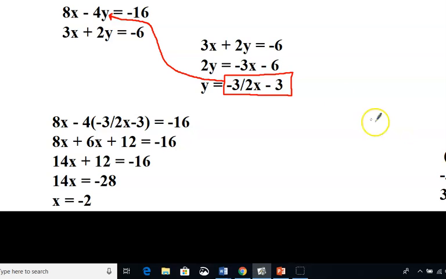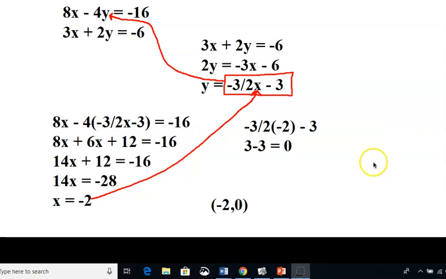So again, I like that this is boxed in. I know now to go take that negative 2 and plug it in for that x. So I would like you to stop the video and go solve that real quick. When you go plug in that negative 2 for the x, you get negative 3 halves times negative 2, which is a 3. And then 3 minus 3 is 0. So just like in the other two videos, when I solved this equation, I got this same answer of negative 2, 0.